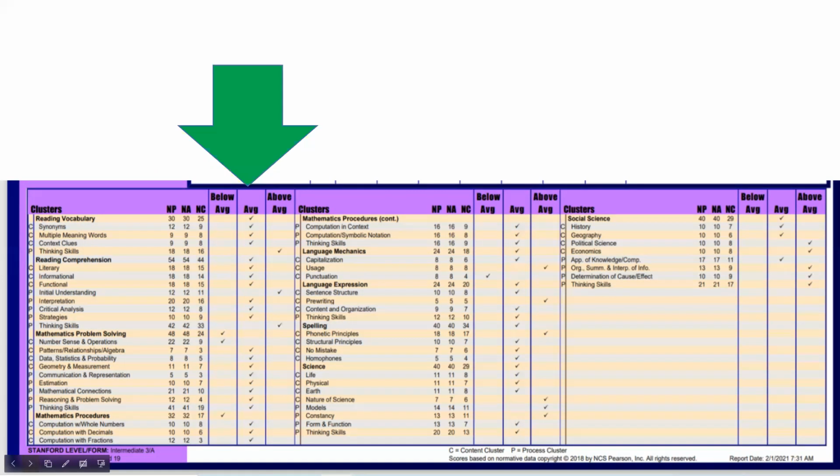This chart allows you to quickly see how your student performed on each subtest. This allows you to locate areas where your student may need help or extra attention in the next school year.